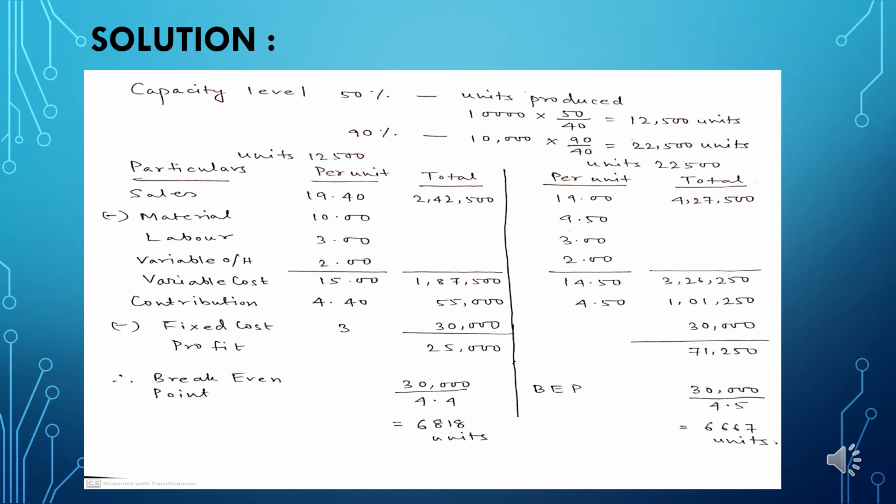Now deducting 1,87,500 from 2,42,500, we get the contribution to be 55,000, and if we deduct the per unit variable cost from the per unit sales, we get the contribution per unit figure to be 4.40. Why are we calculating contribution per unit? It will help us to calculate the break-even point. Coming back to fixed cost here, fixed cost per unit is 3.